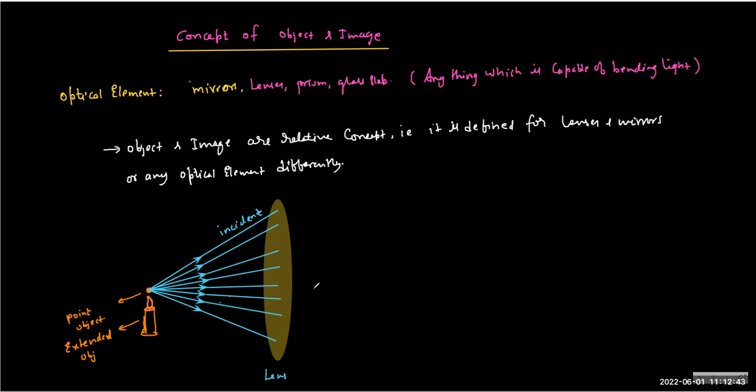So now the incident ray for the lens will tell you the location of the object, or in a way you can say that the object is something which is decided or defined by the incident rays. So how to get the object for the given instrument or element actually? The way is simple.